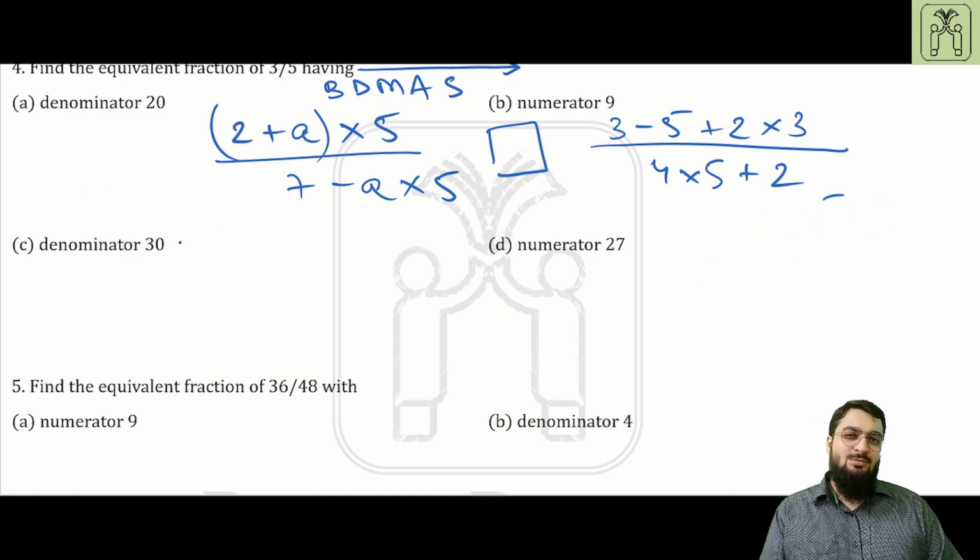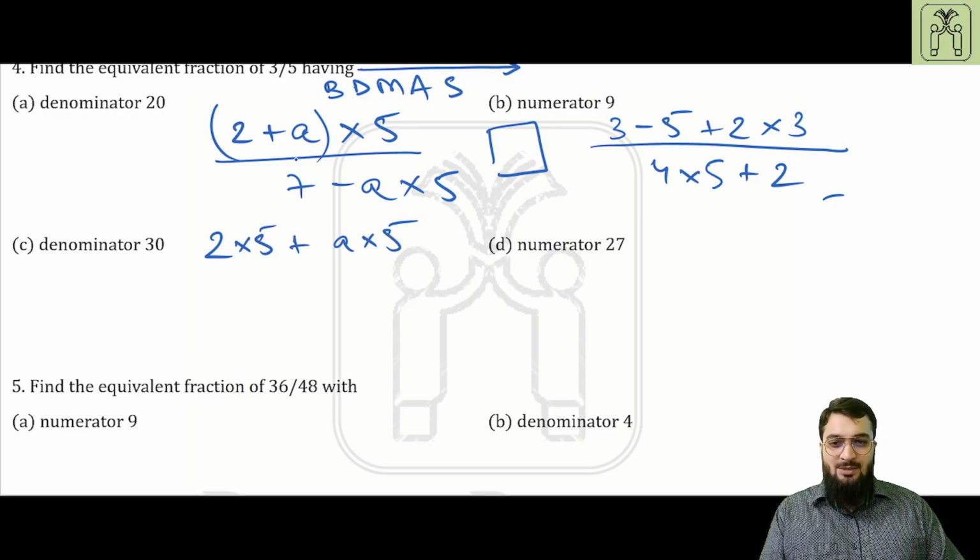We'll solve it as much as possible before doing the cross multiplication. So this will be 2 plus A into 5. So this will be 2 into 5 plus A into 5. After opening the bracket, every addition and subtraction will get multiplied or divided by anything that is outside the bracket. Okay, so 2 into 5 plus A into 5. If it had been 2 minus A, then it will be 2 into 5 minus A into 5. Then we'll make the denominator, and that will be 7 minus 5A.